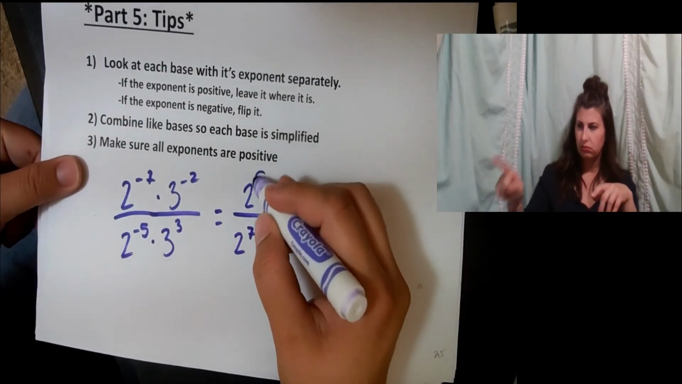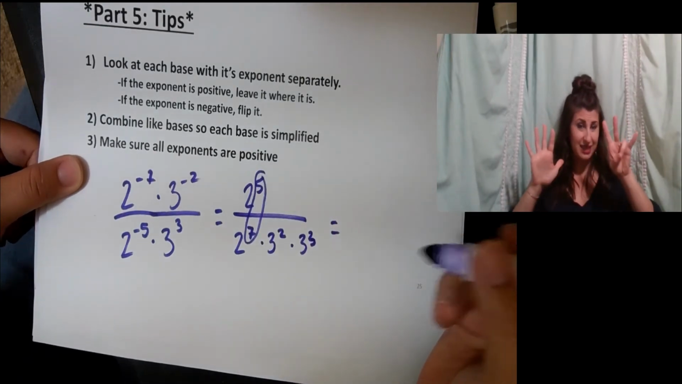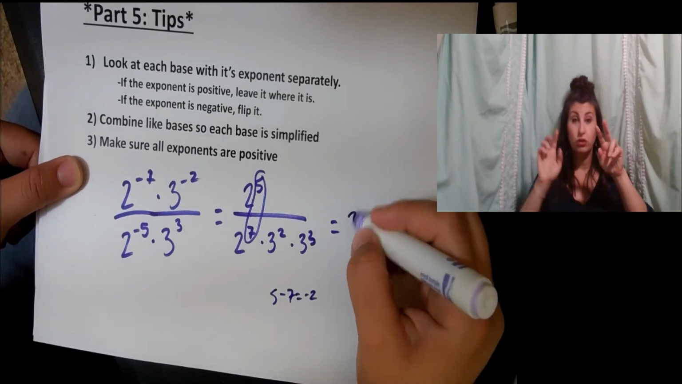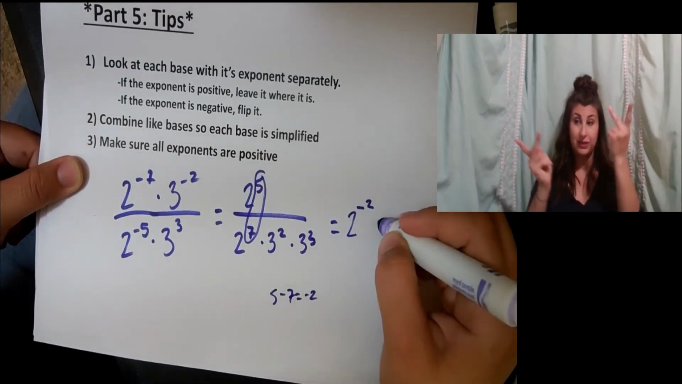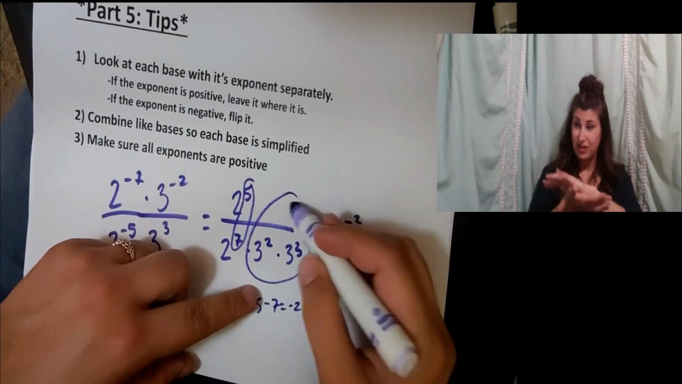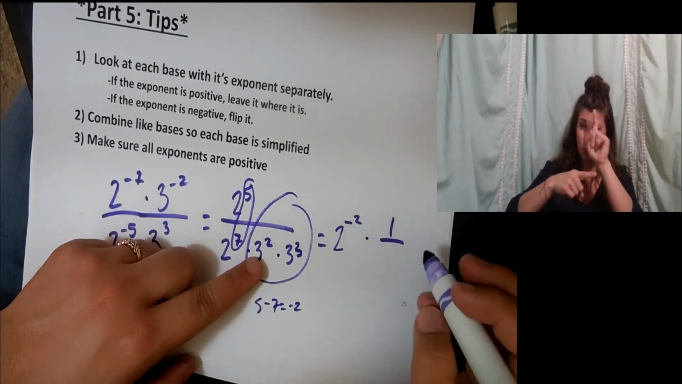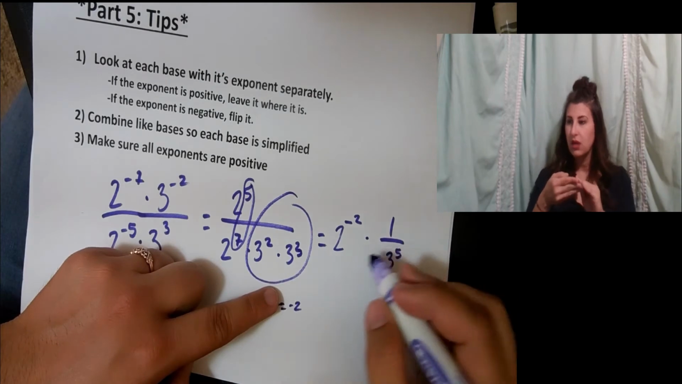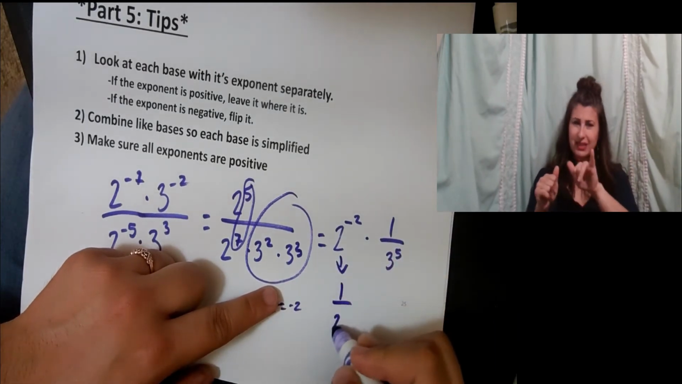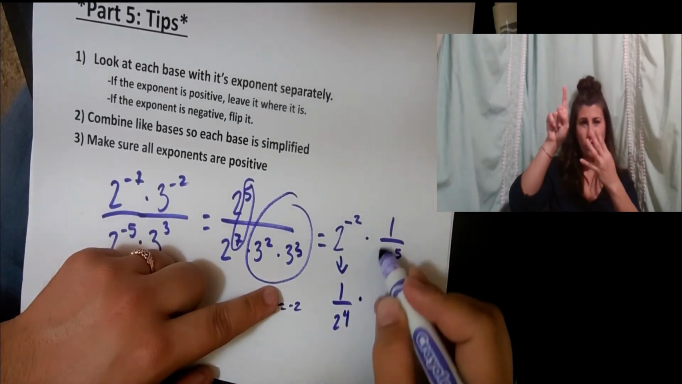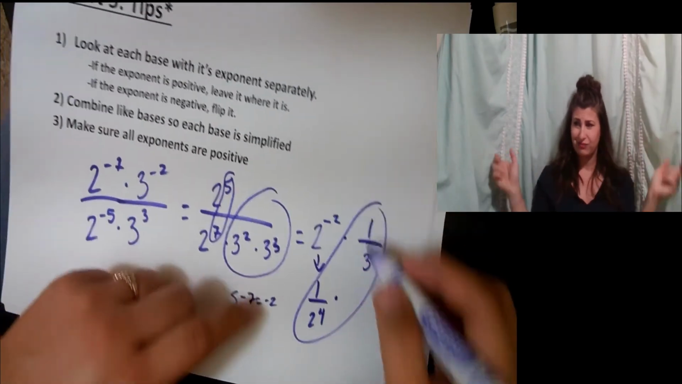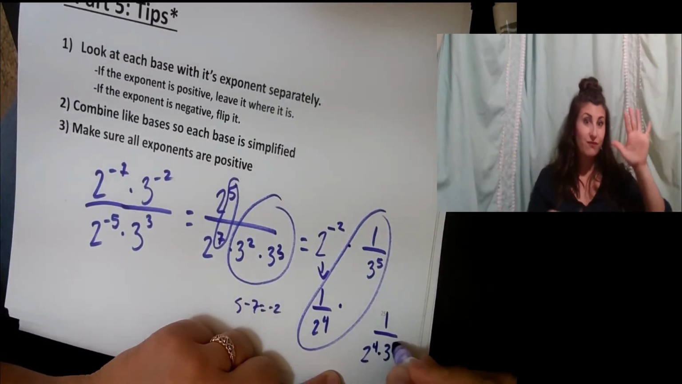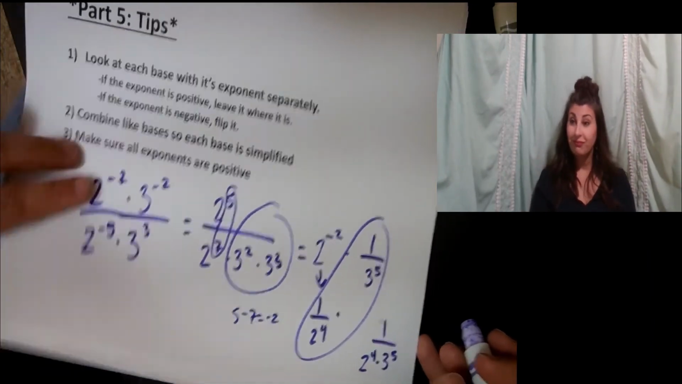Okay, well 5 minus 7 equals negative 2. So that's going to be 2 to the negative 2 times, this turns into 1 over 3 to the 5th because I can add those. Well, then remember that turns into 1 over 2 to the 4th. And if I'm multiplying it by this one, I can put these together and say 1 over 2 to the 4th times 3 to the 5th. All right?